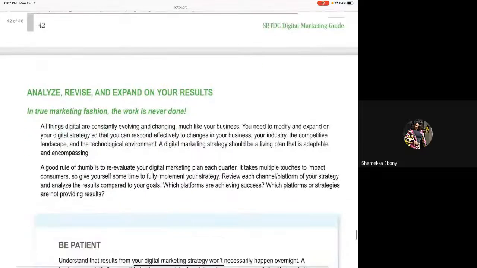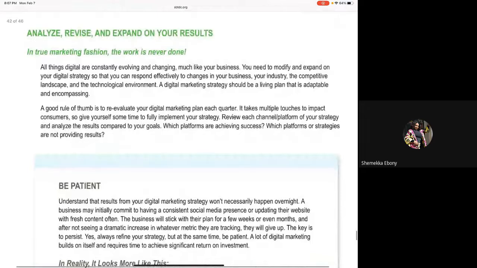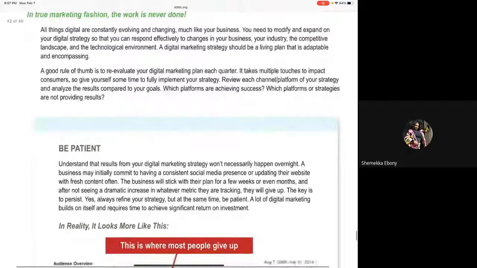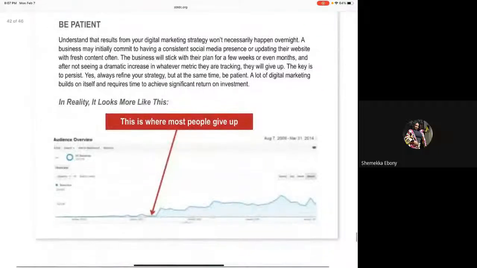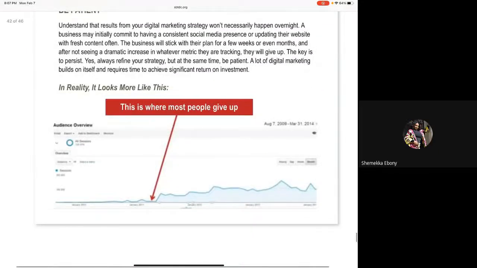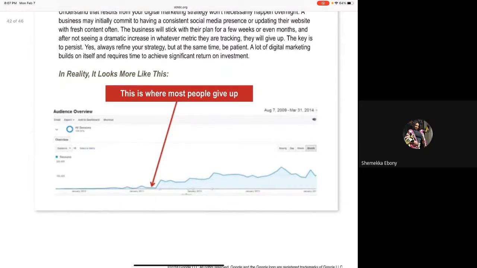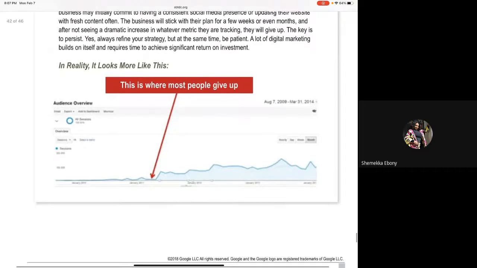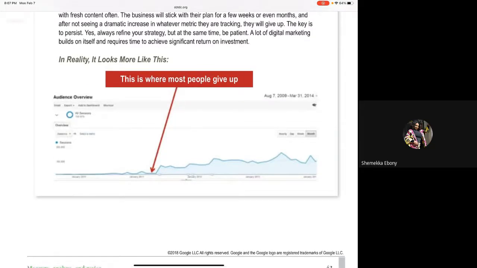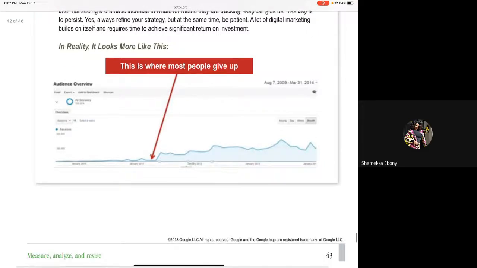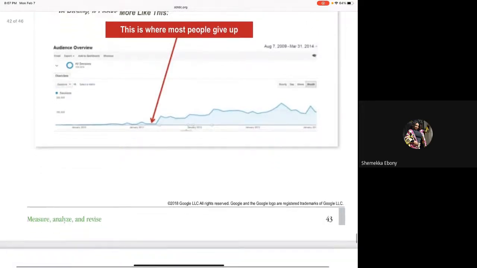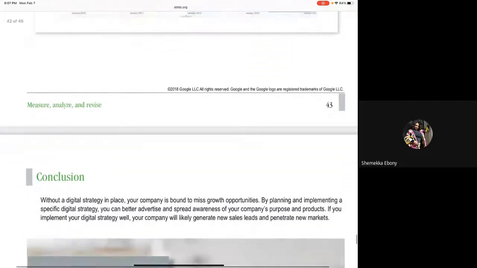So again, it talks about in marketing fashion, analyze, revise, and expand on your results. And it says be patient. In reality, this is where most people give up. So you have several days with nothing happening, very little changes. And I think I've heard it over and over again, like 3 feet from gold or 3 days from the perfect storm. People are quitting before they get to the expected end or the ramp up. So be on the lookout for that to know that trying and troubleshooting it, there's a method in the madness, but consistency is going to be so important.